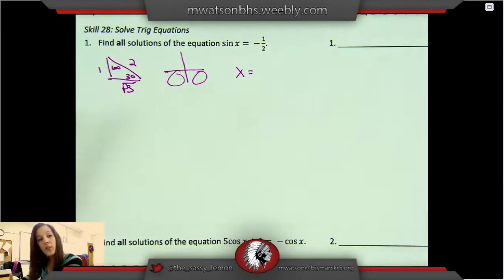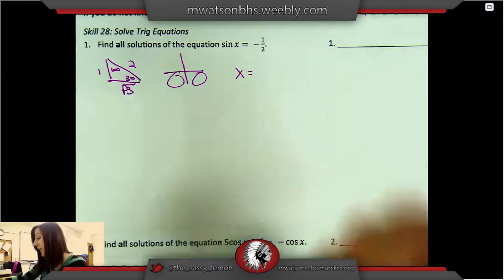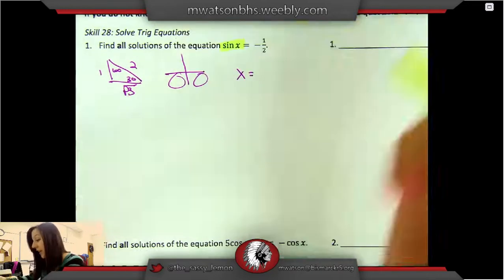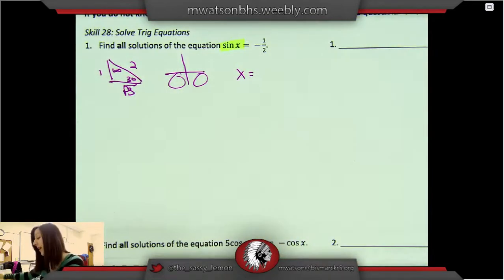So we're going to go through those steps that you can find with skill 28. And the first one is isolate the trig function. Well, if we look at our trig function, it's already by itself, which I've highlighted.